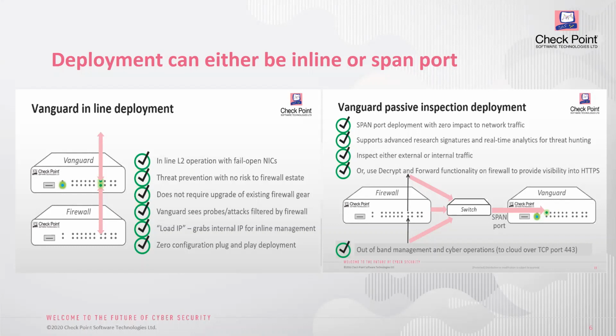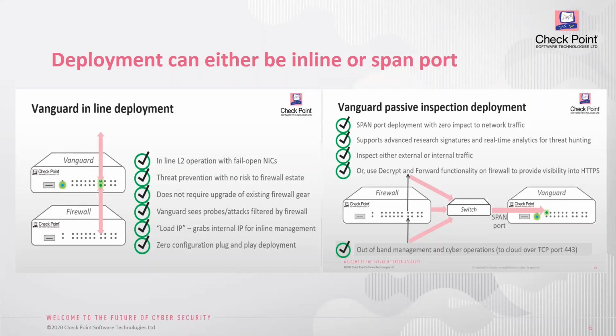So if you put it in line and the box goes down for whatever reason, motherboard, power supply, if it's running a single power supply, the fail open card will pass traffic and not take the network down if the SandBlast Now appliance were to go down. It's threat prevention with no risk to the firewall state. Because it's layer 2, there's no change to the routing at all.